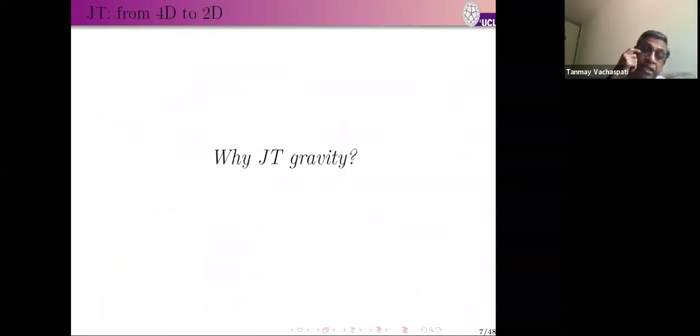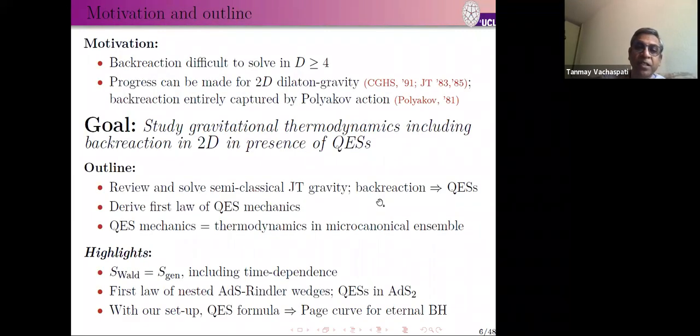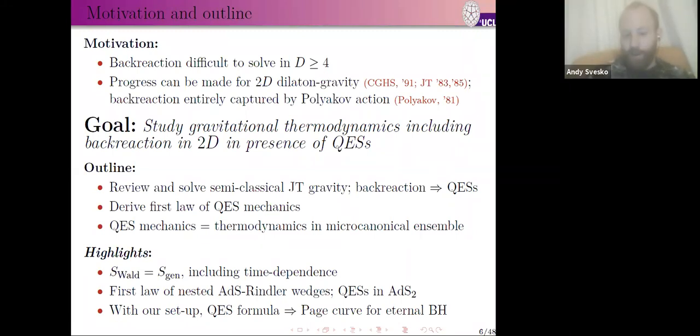So can I just ask, what's the Page curve for an eternal black hole? Oh, very good. So I will show it later, but there are different ways of describing the eternal system. Essentially, we're going to have an eternal black hole that we allow to radiate in a flat space region.